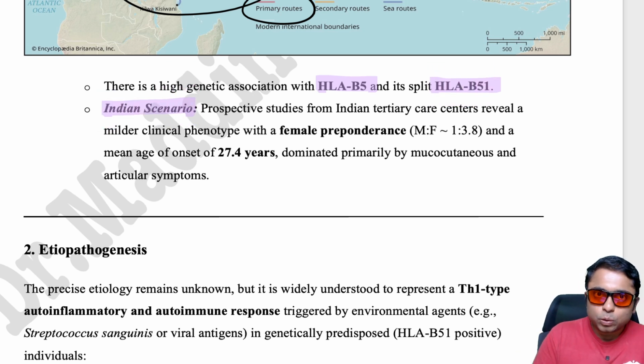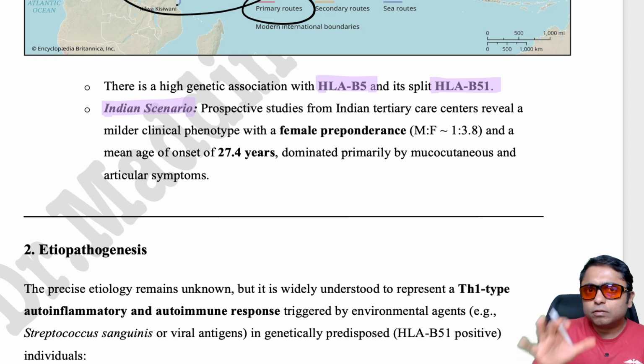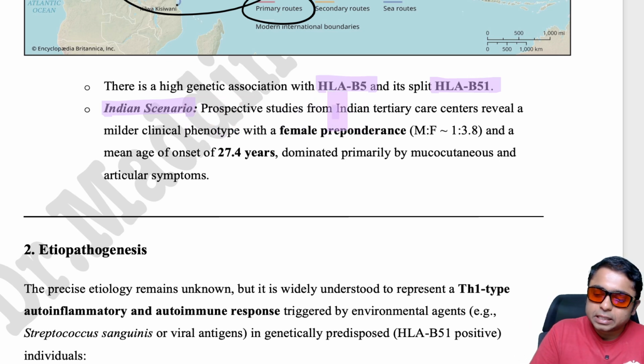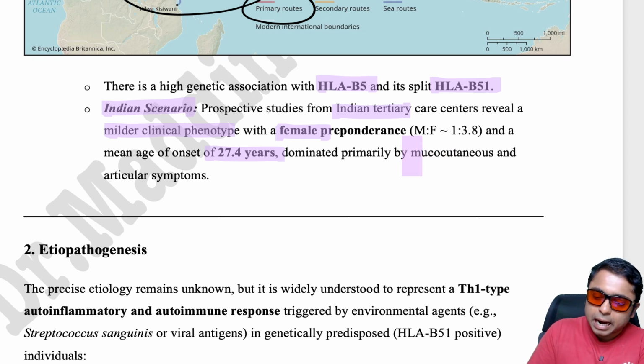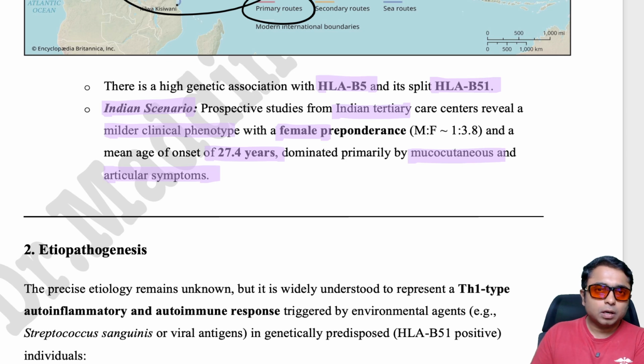Coming to the Indian scenario, what is the significance of Behcet's disease in India? Studies from Indian tertiary care centers reveal a milder clinical phenotype with a little female preponderance. The mean age is 27 to 30 years, and the presentation is primarily dominated by mucocutaneous as well as joint involvement. In the Silk Route areas the condition could be very severe, but in the Indian population, studies have revealed a milder clinical phenotype.